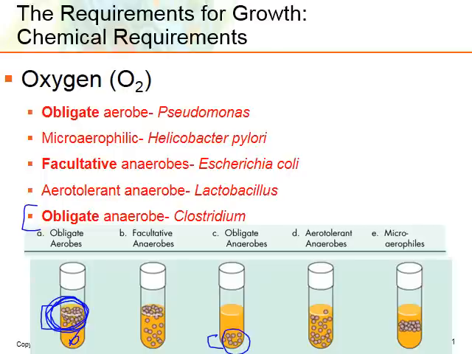And the toxic O2 is going to be all in this area. So it's way too toxic up there for them to grow, so that's the reason why they are only growing at the bottom, because they don't have the neutralizing enzymes.